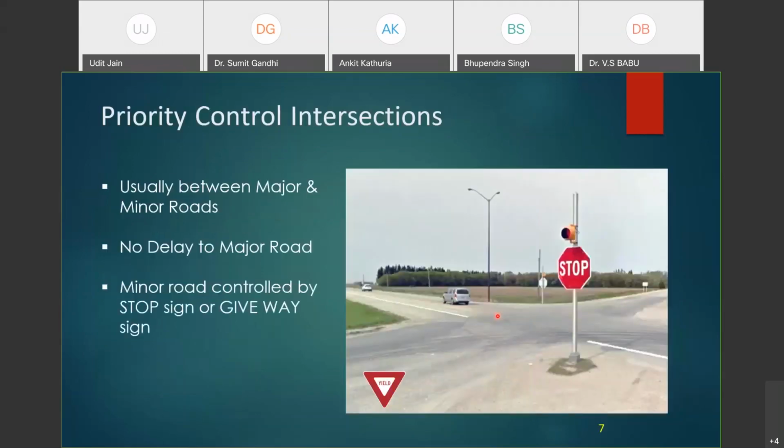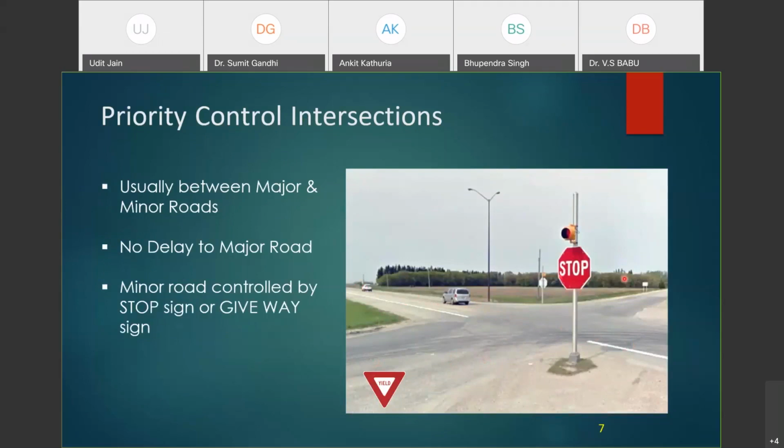The second one is called the priority controlled intersection. This again is a type of uncontrolled intersection, but the control here is with the help of a stop sign or a yield sign. This intersection is usually between a major road and a minor road. In this image, you can see that this is the major road on which you can see two cars, and this one is the minor road.